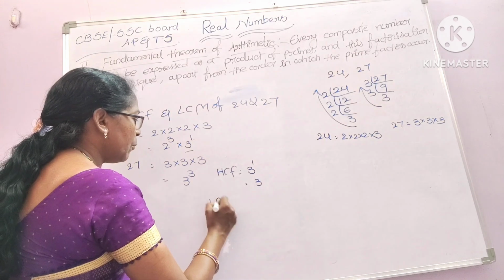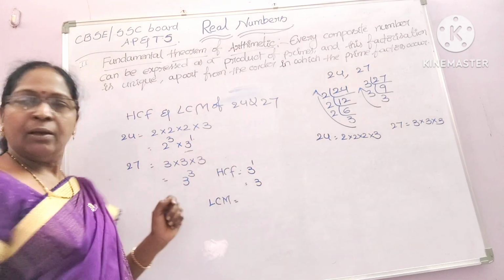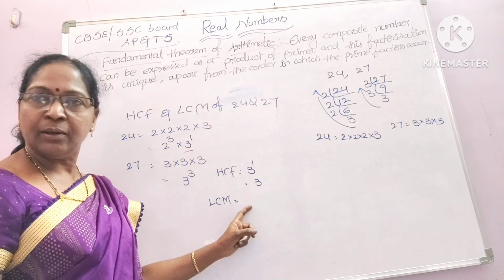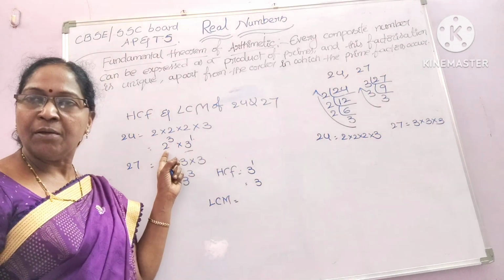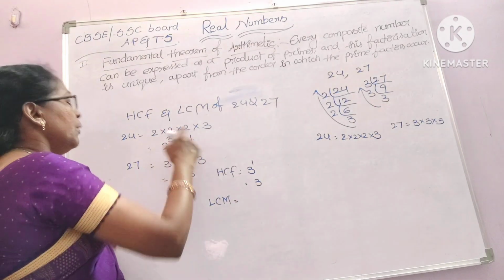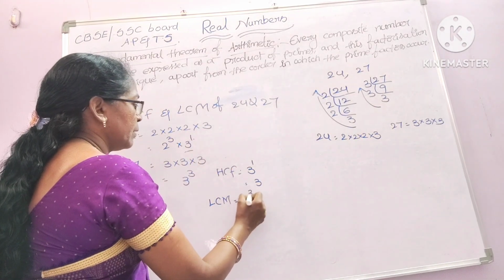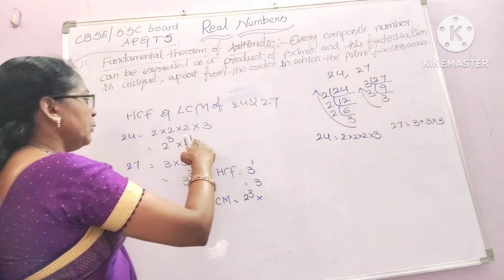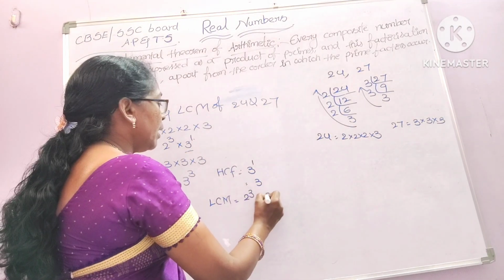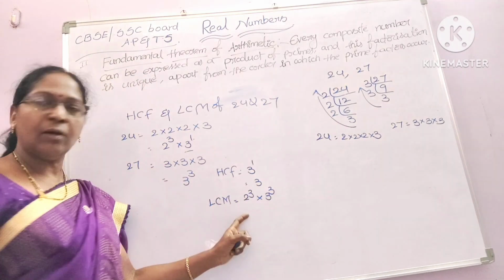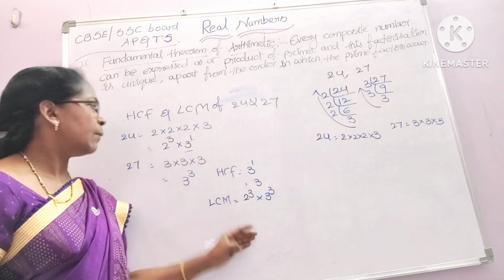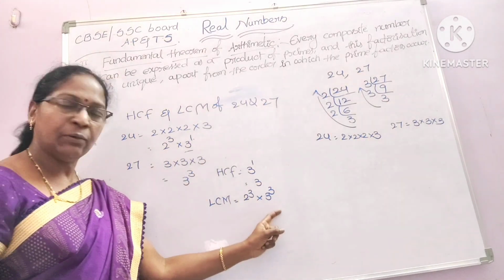And what is the LCM value? LCM equals the product of the highest power of each prime factor of the following numbers. Here 2 cube, into 3 to the power of 1 and 3 cube. Here, what do you have to write? The product of the highest power of each factor of the following numbers. Here 2 cube into 3 cube.